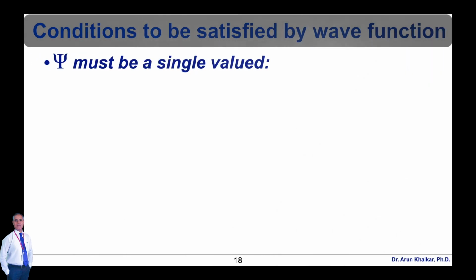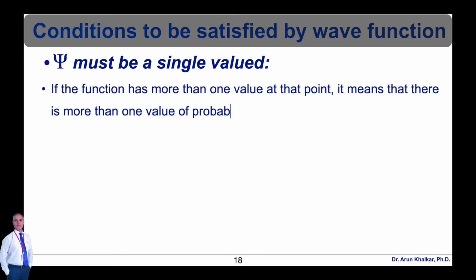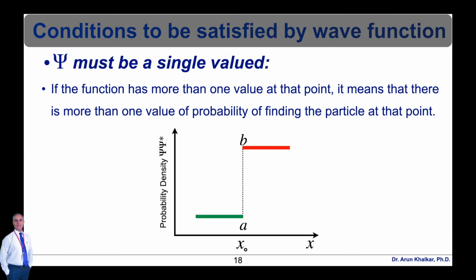Next condition is psi must be single valued. Any physical quantity can have only one value at a point. For this reason, the function related to a physical quantity cannot have more than one value at that point. If it has more than one value at that point, it means that there is more than one value of probability of finding the particle at that point. So as shown in this diagram, you can see the position is x0, which has a single value for A and B, which is the probability density.